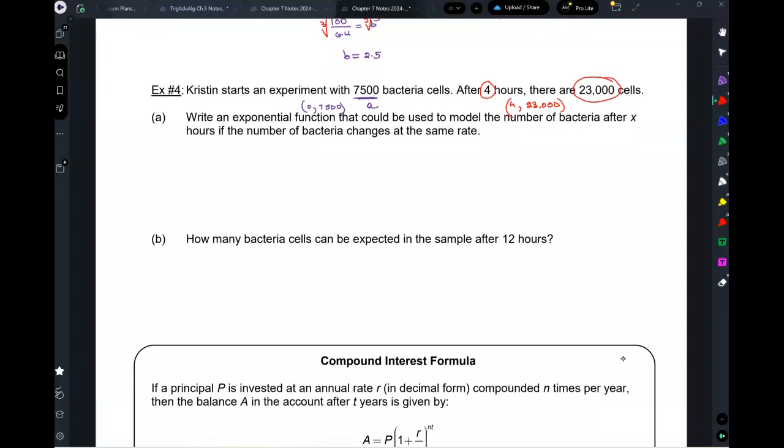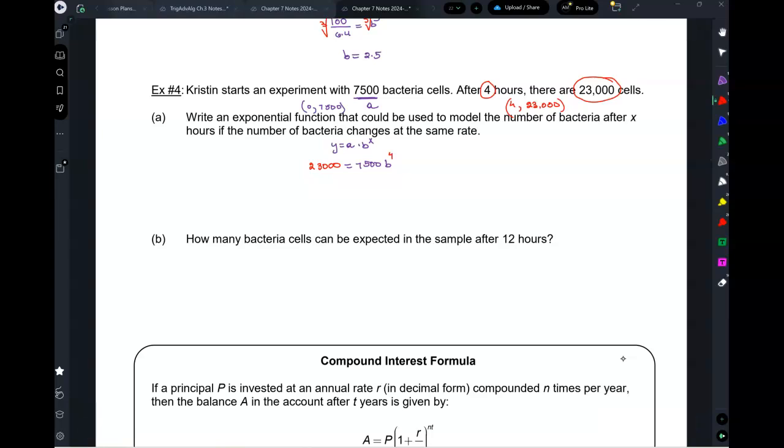Okay, so write an exponential function that could be used to model the number of bacteria x hours after if the number of bacteria changes at the same rate. Okay, our magic equation is y equals a times b to the x. Y is the final amount, 23,000, is equal to a, the initial amount, times b to the power of x, which is 4.